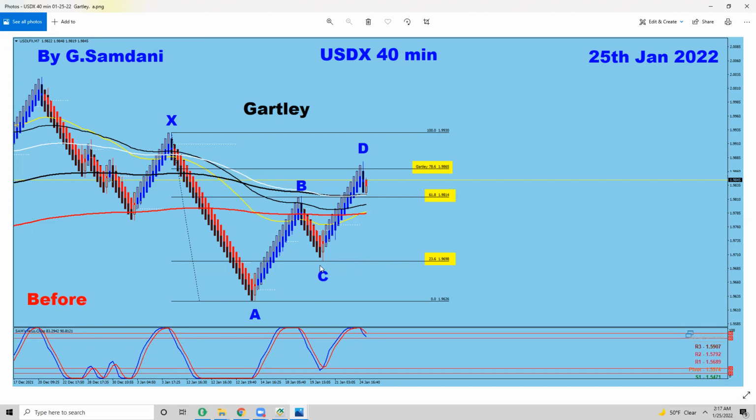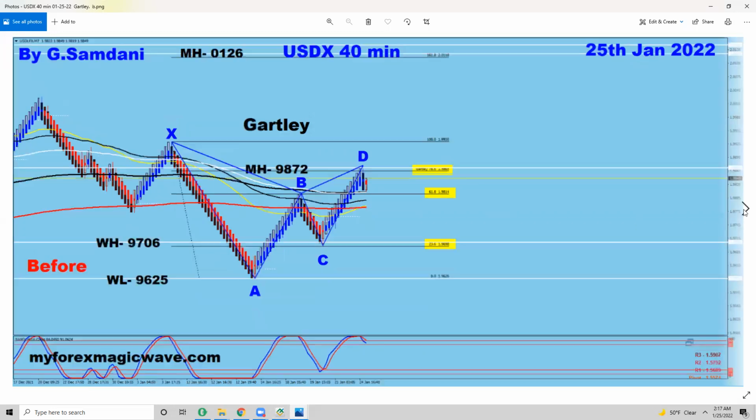And usually I start trading right from here, because 90% of the time it's guaranteed. So anyway, 90% of the time. And then it went up to 78% and then dropped. But what is this Gartley? Let me show you another chart.